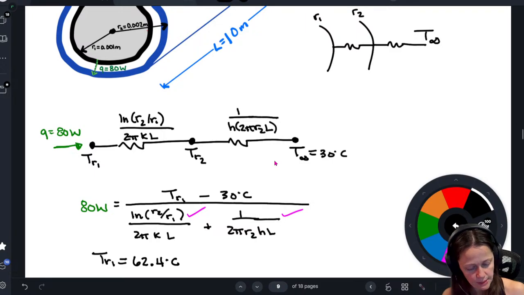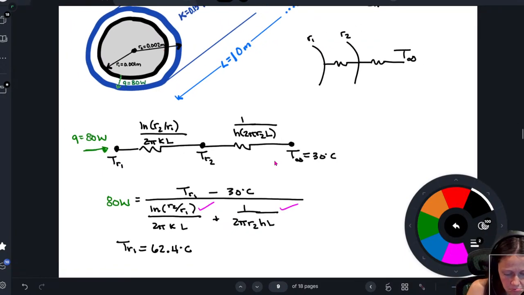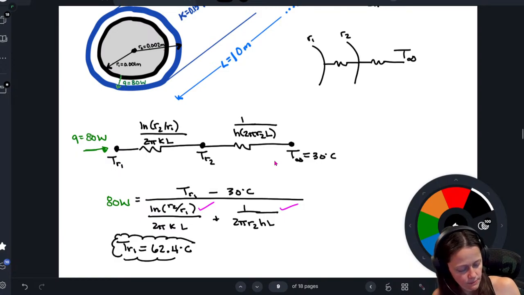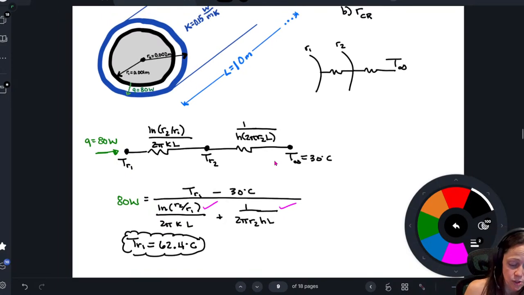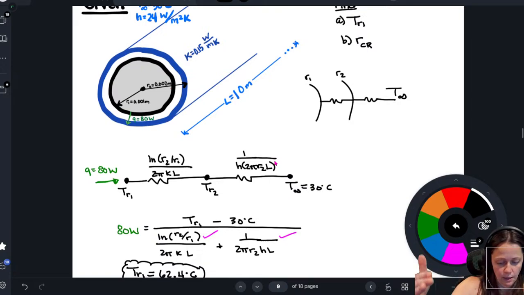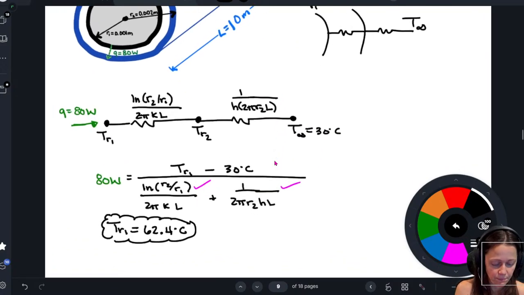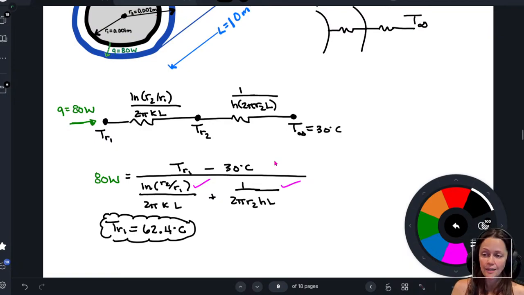62.4 degrees Celsius, which seems to make sense. Based on what I know about the temperature on the outside of this thing being 30 degrees and the fact that we're losing heat, yeah, inside would have to be hotter. Okay. All right. And like I said, we will pick up next time with part B. If you have questions, please let me know.